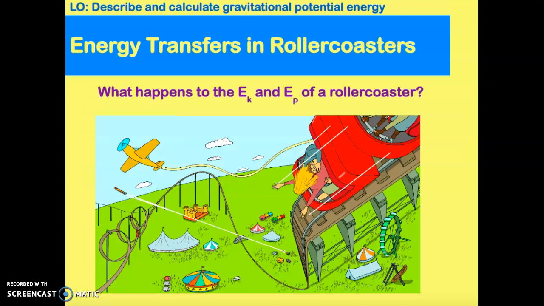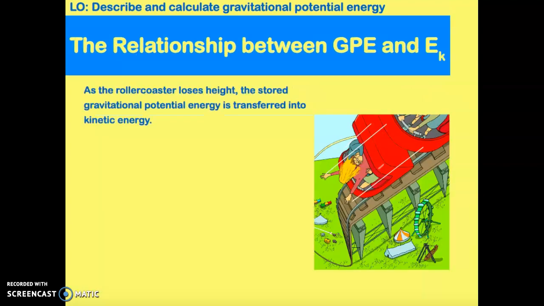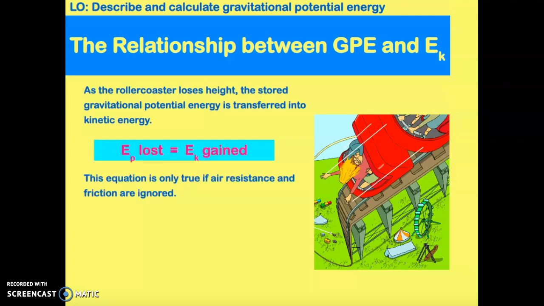Alright, so what happens to kinetic energy and potential energy of a roller coaster? So I want you to pause the video now and have a think about what does happen. Alright, so as the roller coaster loses height, its store of gravitational potential energy is basically just being turned into kinetic energy. So for all the gravitational potential energy we lose, we're gaining kinetic energy. So this equation is only true if I have no air resistance and no friction. In reality, we know that's not the truth, but for this example, we're going to pretend it is.